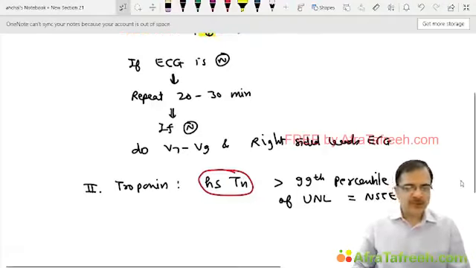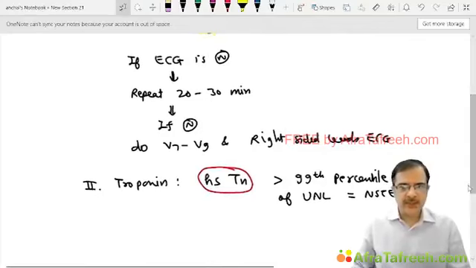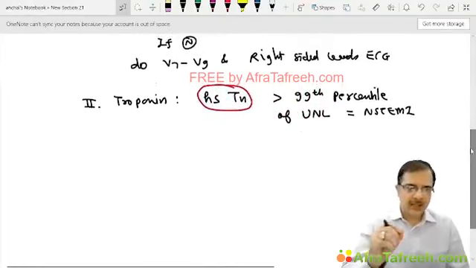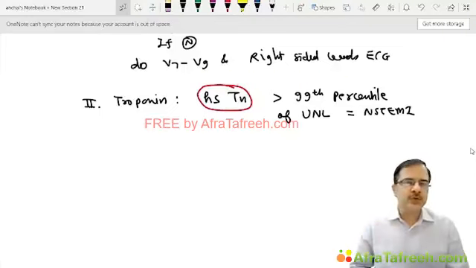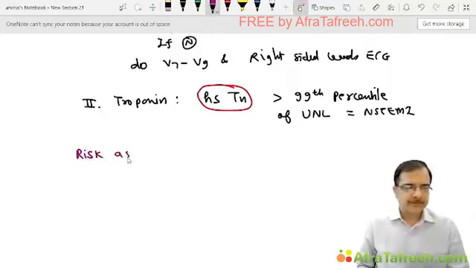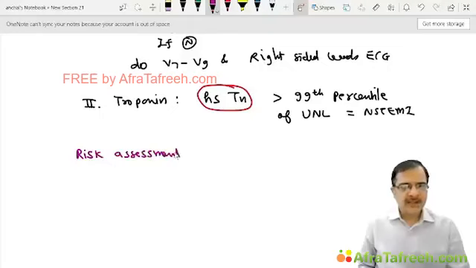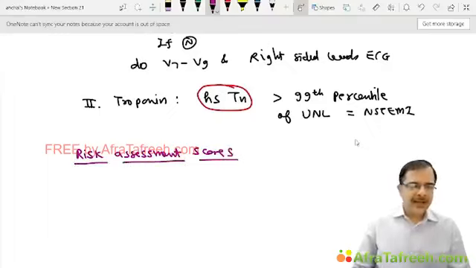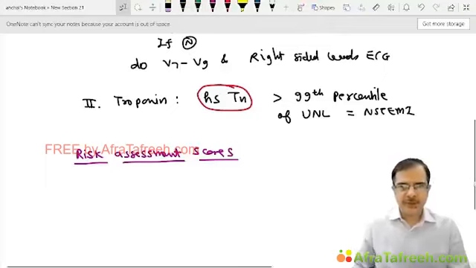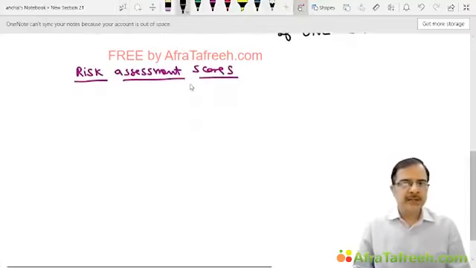Now, before the management, the most important part of today's discussion, let's see the risk assessment scores in cases of non-ST elevation MI and unstable angina. These risk assessment scores are developed for non-ST elevation MI patients.